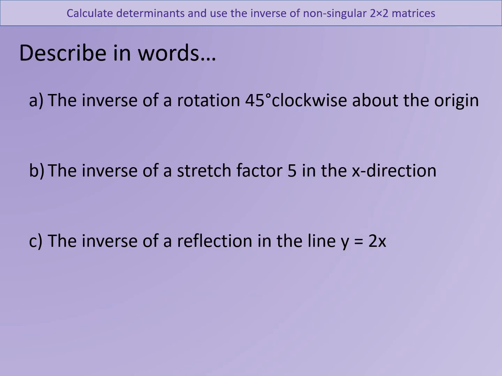Sometimes it's possible to find an inverse transformation in words just by considering what the geometrical interpretation is. So I'd like to pause again and just think about each of these three transformations and think about what the inverse transformation would be. In other words, if a point was transformed by the first transformation, what transformation would be needed to take it back to its original point?